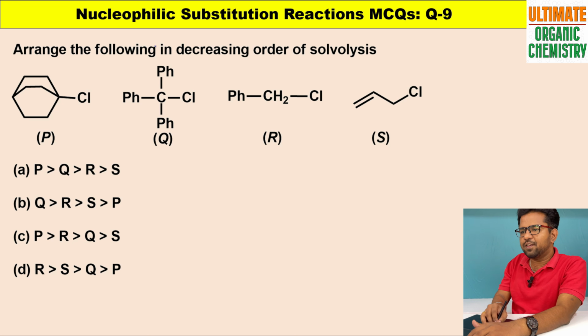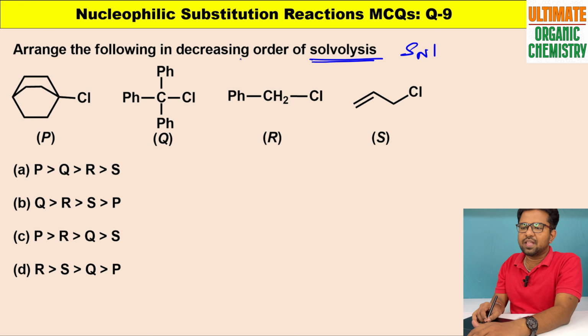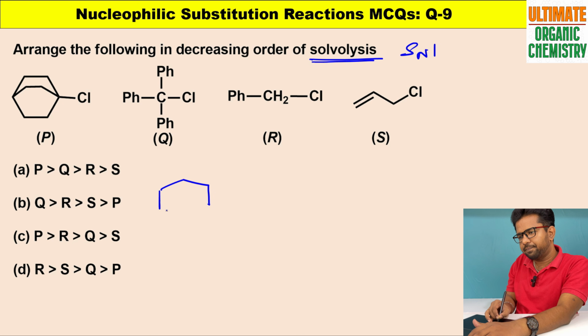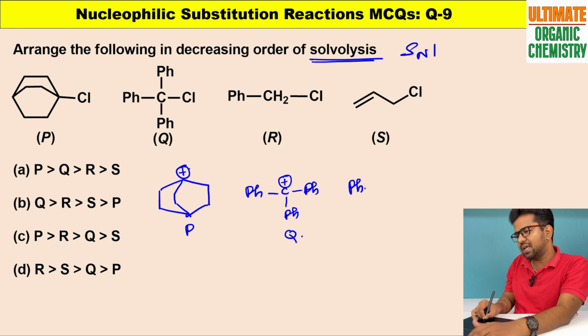Question number 9. Arrange the following in decreasing order of solvolysis. I have already discussed that solvolysis means SN1 reaction. They have asked the reactivity order, so you need to draw the carbocation intermediate of all 4 species. Compound P will give this kind of carbocation. Compound Q will give triphenyl methyl cation. Compound R will give benzyl cation.